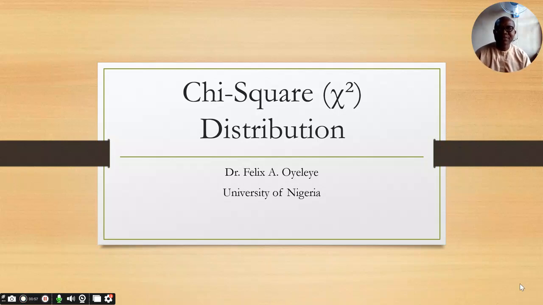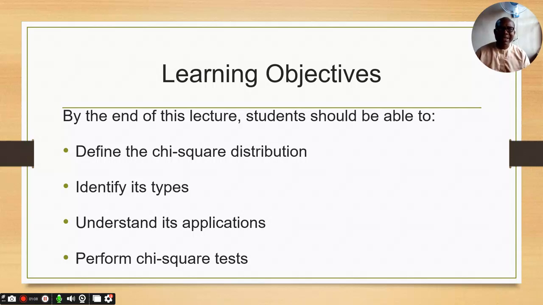So let's get started. Now, before we go into what the chi-square statistic is all about, I would like to go through what I call the learning objectives. The idea is that at the end of this presentation, you should be able to define what the chi-square distribution itself is all about, identify the different types of chi-square distribution, understand the application, and also apply it to your own study. And of course, we are going to attempt to perform a few chi-square tests with certain given examples.